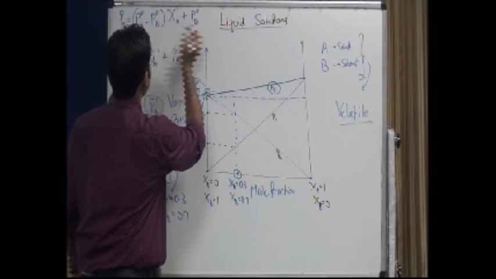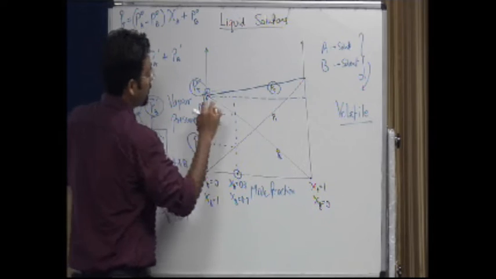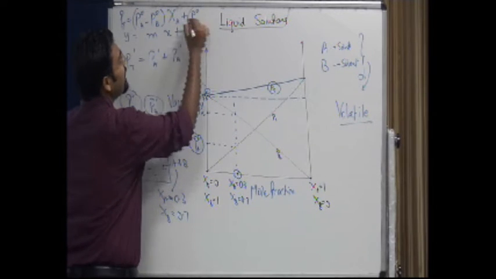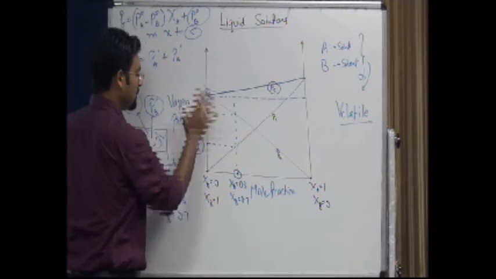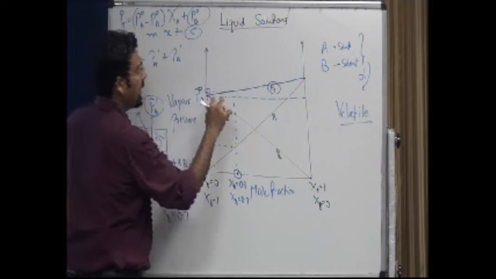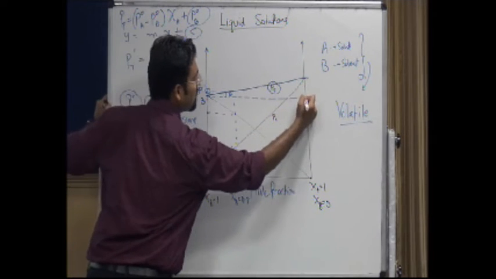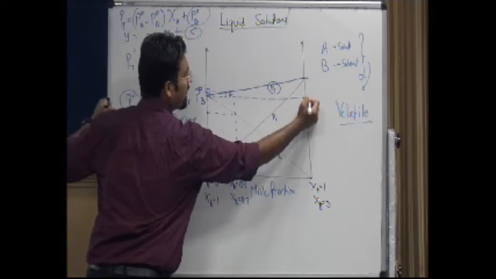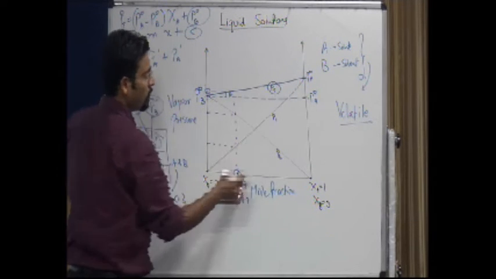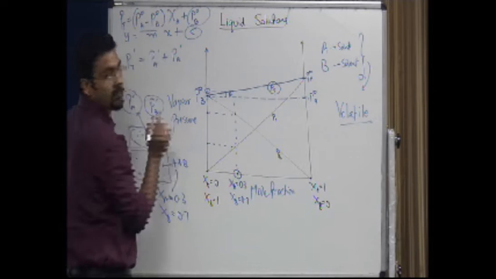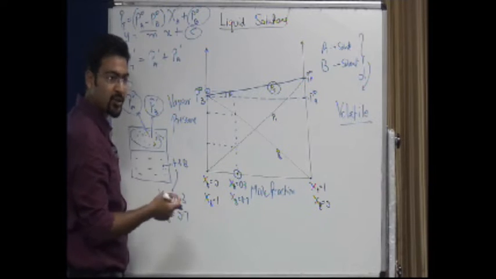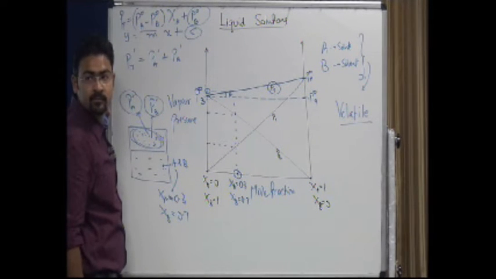P naught B, 1 minus XA, right? It will be P naught B. So this will be P naught B, the y-intercept. So y is equal to mx plus c. So this is the y-intercept, which is P naught B here. So this line is cutting the y-axis at P naught B, and the slope of this line, tan theta, will be this difference upon this value, which is P naught A minus P naught B. This is corresponding to P naught B. So P naught A minus P naught B upon 1 minus 0. So this proves that this line actually belongs to the total pressure of the vapors above the liquid, right?